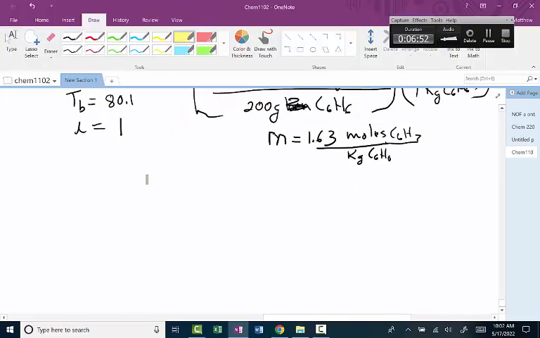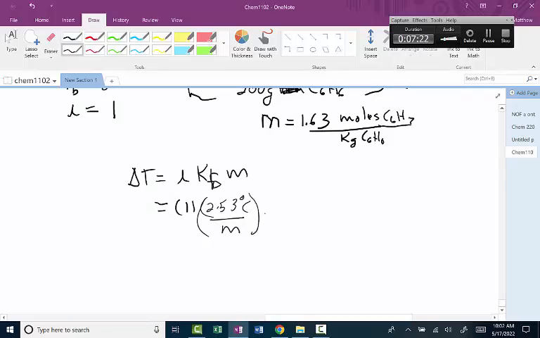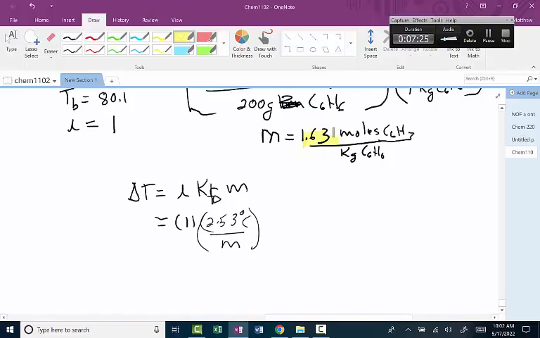So now we can do the second part. Delta T equals i times Kb times the molality. We know i equals 1. If we go back up here, that should be Kb down here. Kb equals 2.53 degrees Celsius per molal unit. And I have, over here, 1.63 molal units. And so the change in temperature will be 4.12 degrees Celsius.